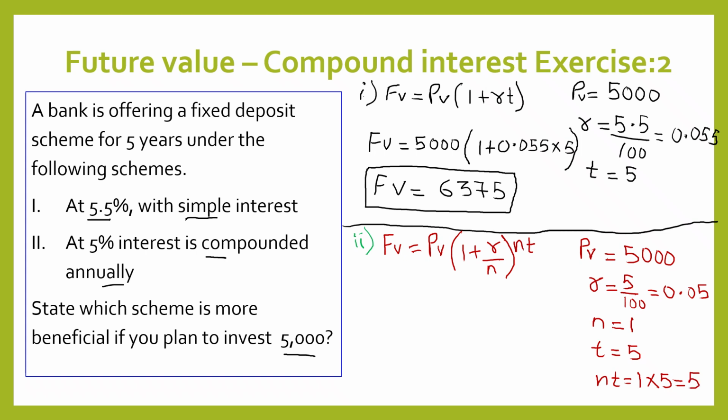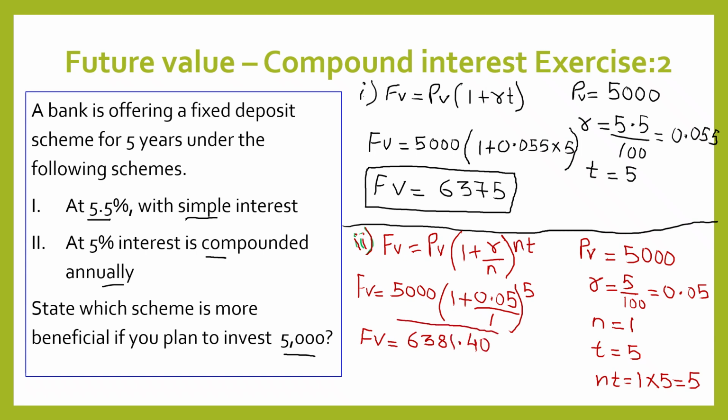So now everything is available. We just need to write here. So we'll write it in the formula. Future value is equal to my present value 5,000 into bracket 1 plus rate of interest 0.05. It is compounded annually, 1 in a year. So 1 and my NT is 5. Now when we take it in the calculator and calculate 5,000 into bracket 1 plus 0.05 divided by 1 bracket close power of 5, we get 6381.40. So this is my option B.